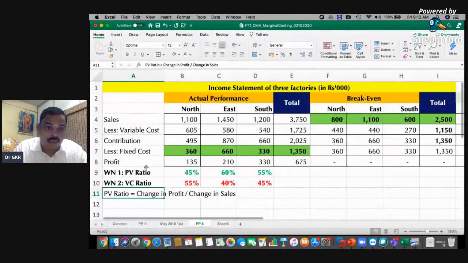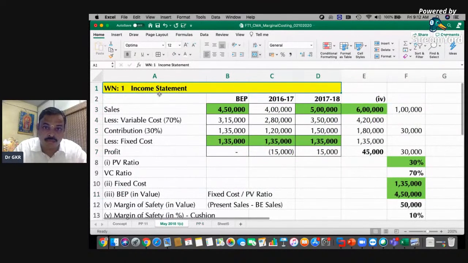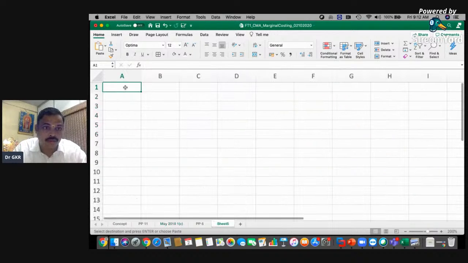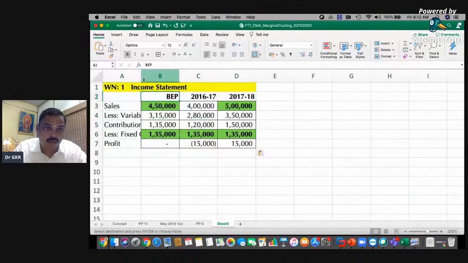So income statement. Okay, income statement. So this is what I'm going to do. I copy this, paste it here. Okay.